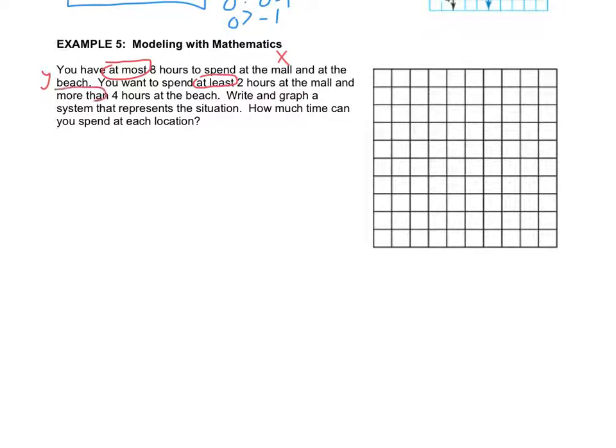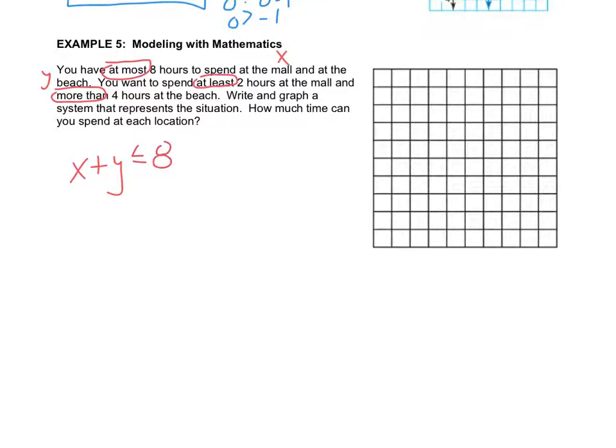So we got a couple of things going on here. We actually have 3 inequalities to focus on. So let's just do them one at a time. Let's focus on our hours at the mall and the beach. So I have some number of mall time plus some number of beach time. At most 8 hours.